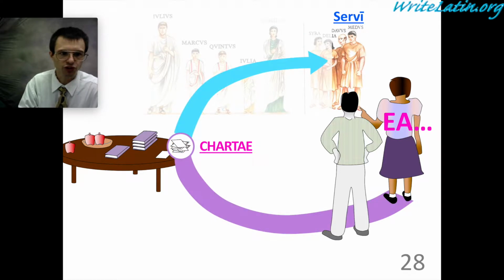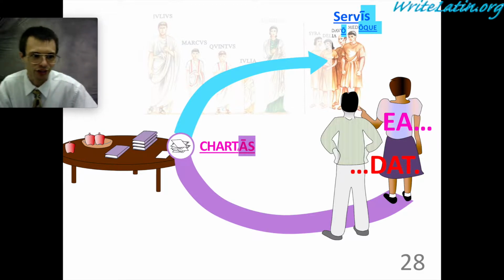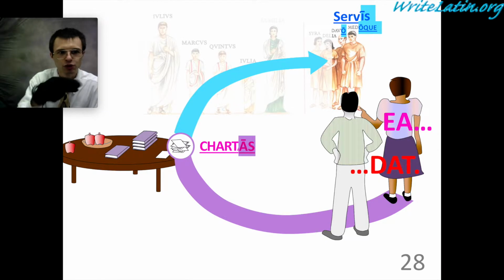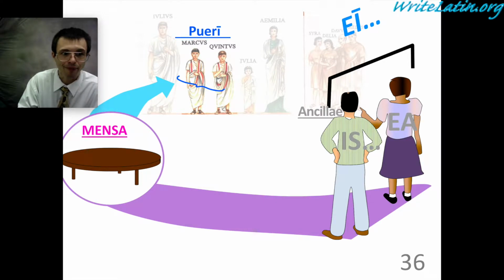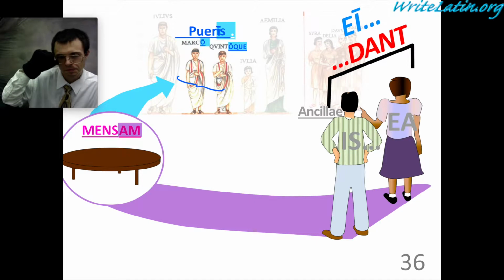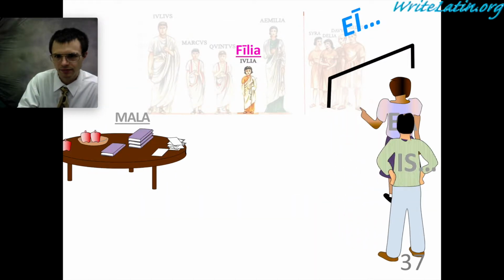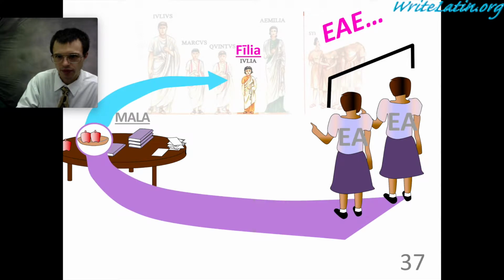All right. She gives papers to the servants. Ea servis cartas dat. Right? Okay. Hey, you're starting to say complex Latin sentences. All right. Now you try the rest. They give the table to the boys. What would that be? All right, keep going. What would this be?